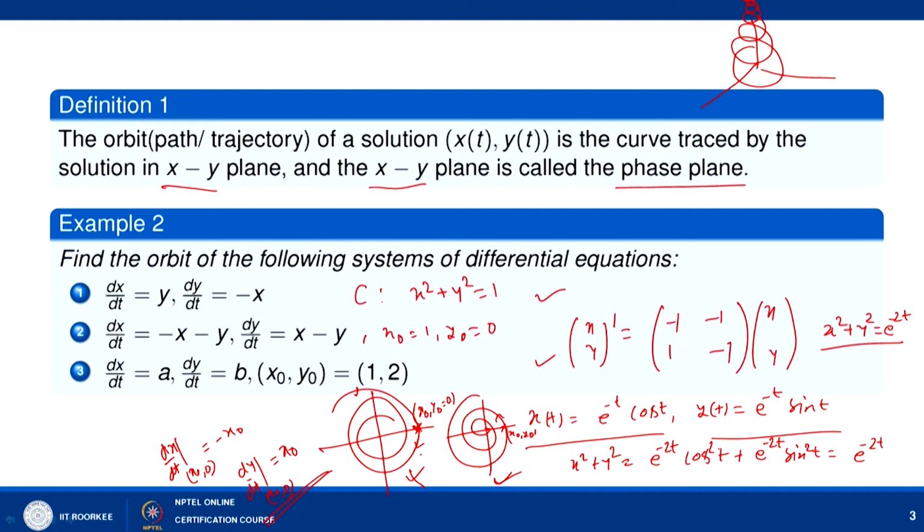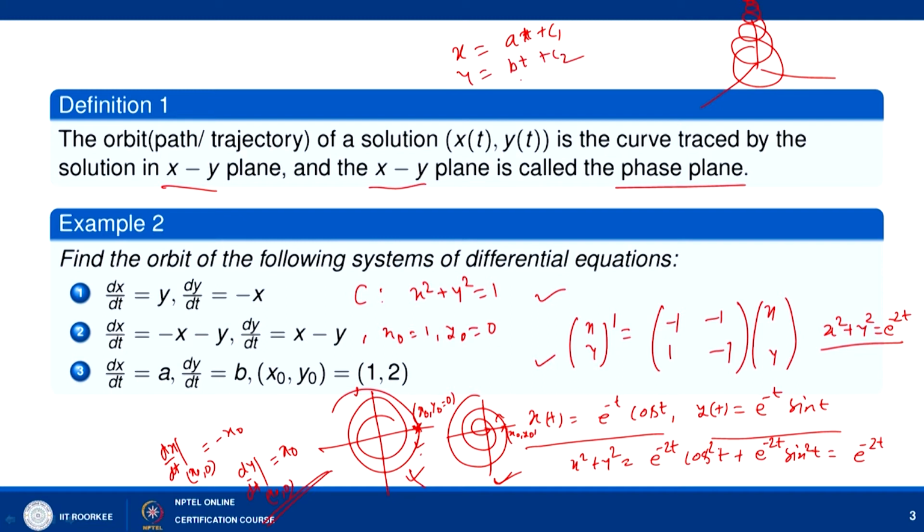So, this figure is known as a spiral-like figure. We will consider more about this in the coming few lectures. Now, in the third part, dx/dt equals a and dy/dt equals b. So, the solutions are constant solutions. We can simply say that the solution is x equals at plus some constant x naught, some constant C1, and y equals bt plus some constant C2.